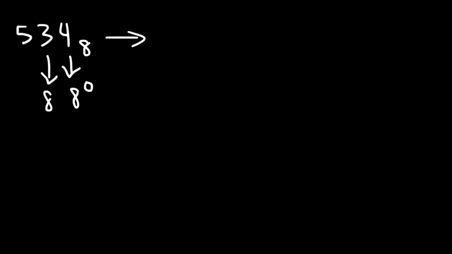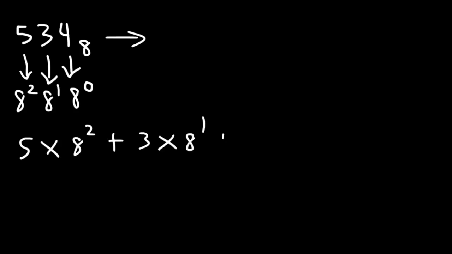Now let's talk about how we can convert an octal number into a decimal number using multiplication. So the first number that we see, we're going to multiply by a power of 8 rather than a power of 2 in the case of binary numbers. But the pattern is going to be the same. So instead of 2 to the 0, we're going to multiply the first one by 8 to the 0, and then the second one by 8 to the first, and the third one by 8 squared. So it's going to be 5 times 8 squared plus 3 times 8 to the first power plus 4 times 8 to the 0 power.